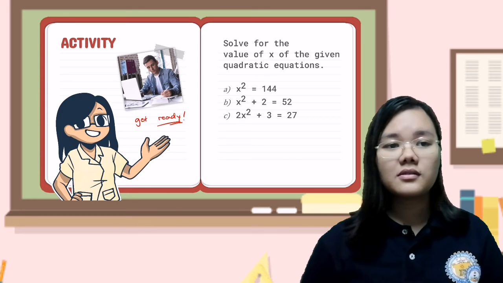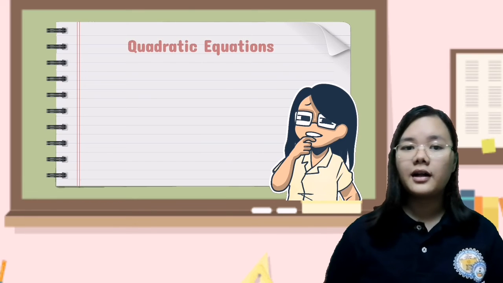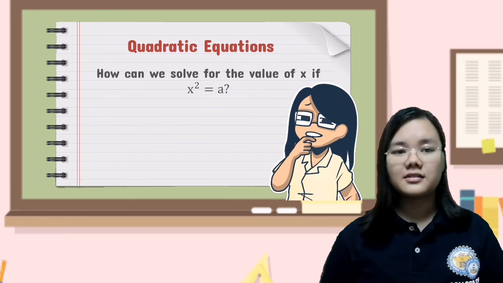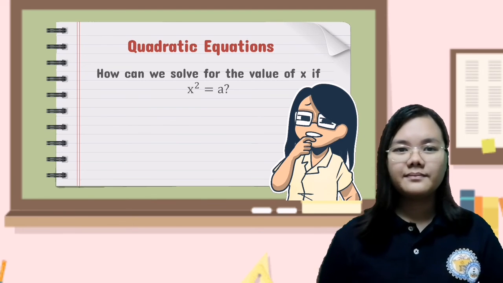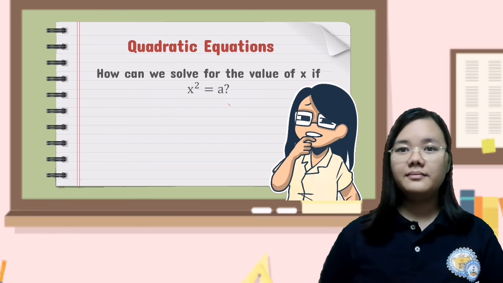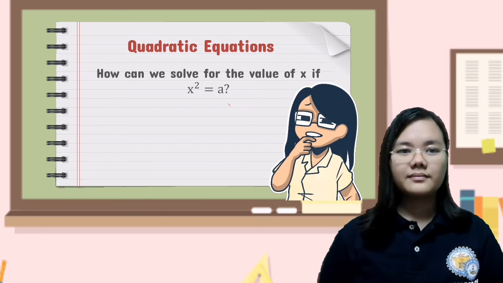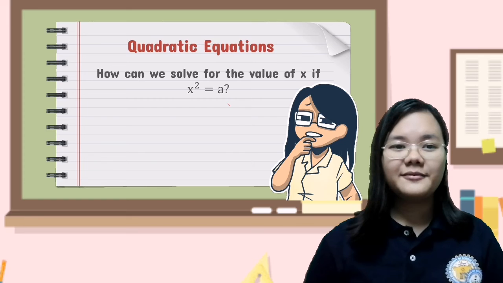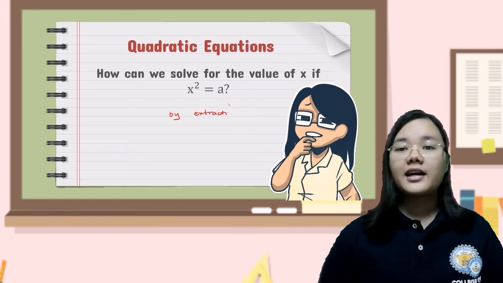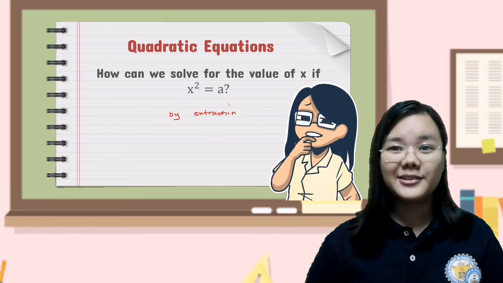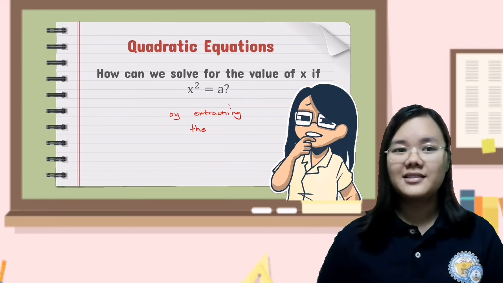So, generalization. How can we solve for the value of x if x squared equals a? Albedo? Perfect. Very good. We can solve the value of x by extracting the square root, which is our lesson.